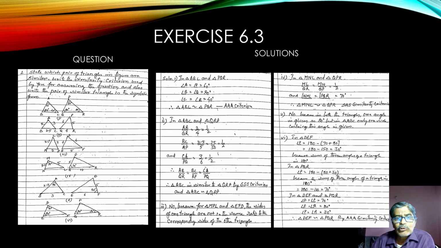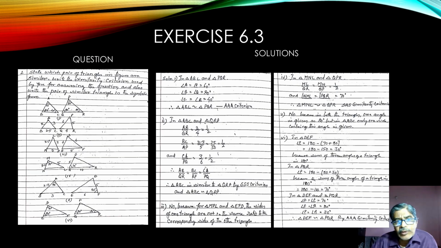In this problem, we are supposed to tell whether the given triangles are similar. So here, what is the similarity? Angle A is equal to angle D, which is equal to 60 degrees. Angle B is equal to angle P, which is 80 degrees. Angle C is equal to angle R, which is equal to 40. So this is angle P, Q, and R. Because of that, triangle ABC is similar to triangle PQR by AAA criterion, because all the angles are the same.